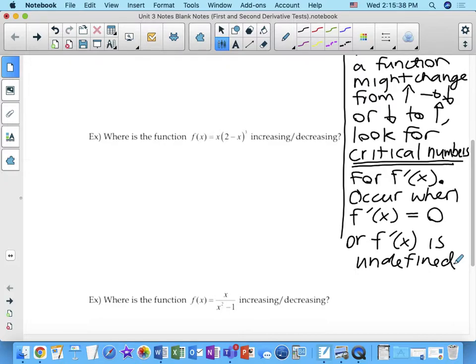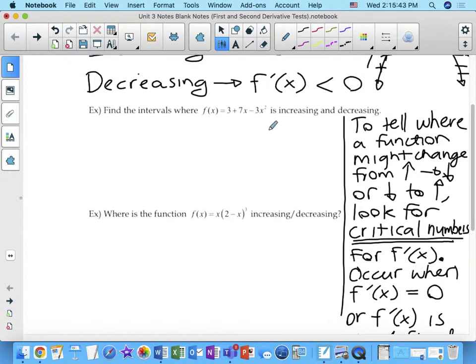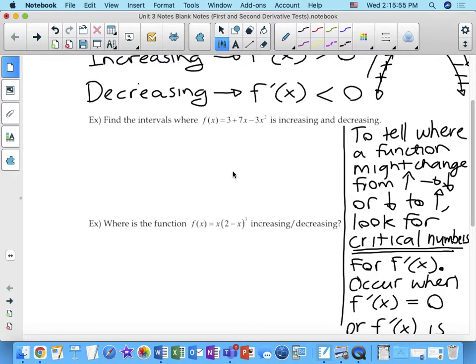All right, so let's see how this might work. For example, find the intervals where f of x equals 3 plus 7x minus 3x squared is increasing and decreasing. To do this, we need to find the critical numbers for f prime of x, which means we've got to find the derivative.